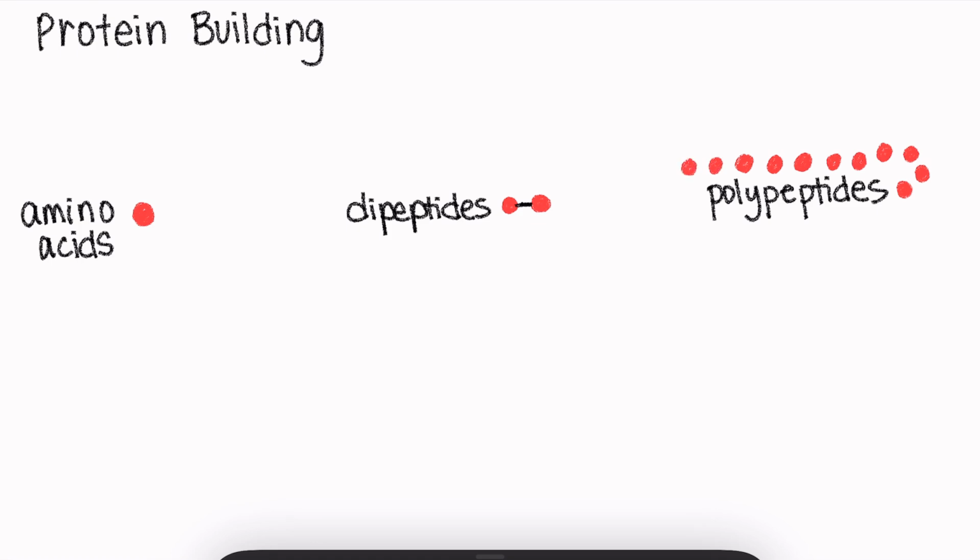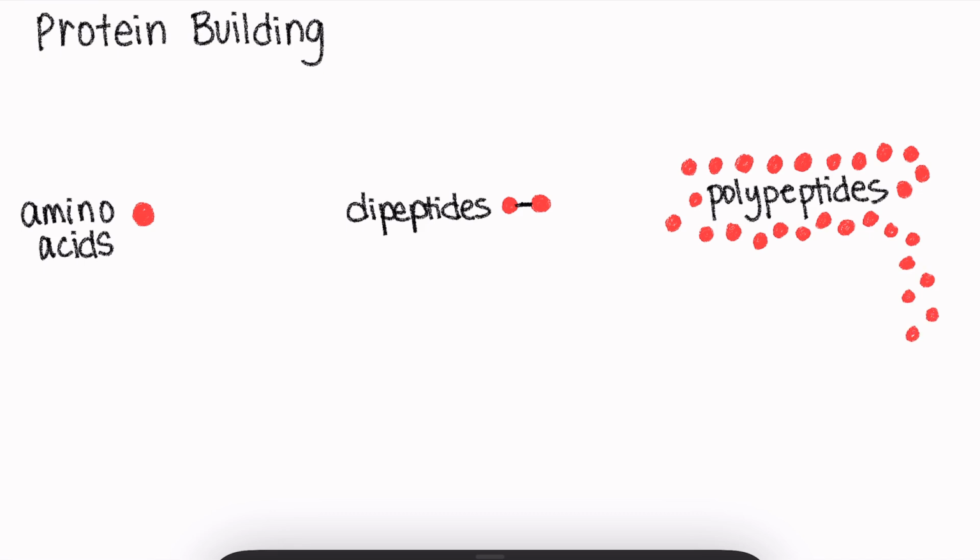And it folds into unique shapes that allow it to serve its function. If anything happens to the folding, the protein won't work anymore. So if the pH is wrong or it gets boiled, then it won't work right anymore. And different parts of the protein might have different folding patterns.